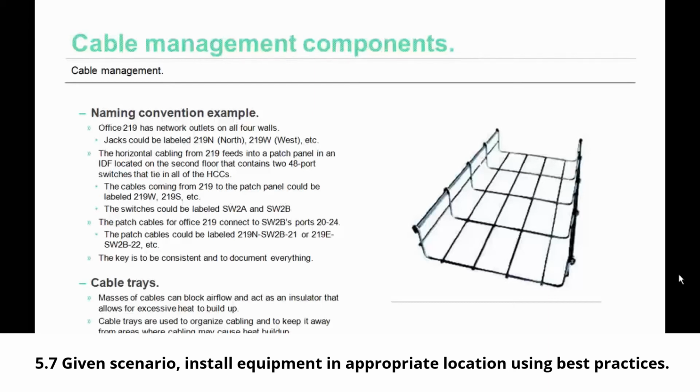And finally, there are cable trays. Masses of cables can block airflow and act as an insulator that allows for excessive heat to build up. Cable trays are used to organize cabling and to keep it away from areas where cabling may cause heat to build up. Cable trays keep bundles of cables neat and fairly well organized.